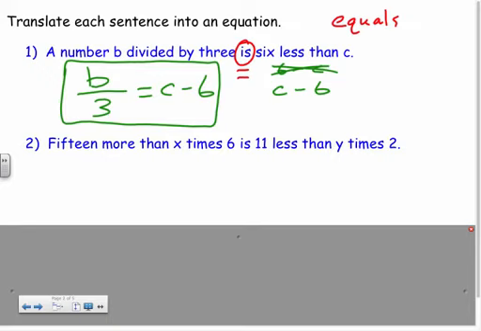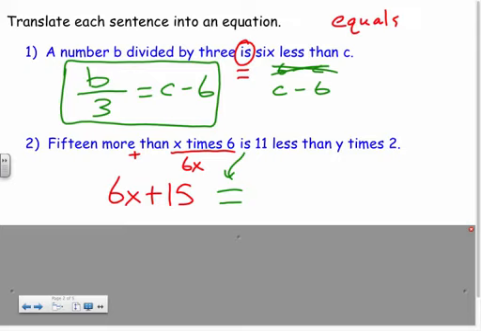Looking at the next one. 15 more than x times 6 is, let's start with that left side. Because I know this is my equal sign, so I'm going to just bring that down. 15 more than x times 6. Well, x times 6, a number times a variable, we don't want to write x times 6, we want to write it as 6x, right? The number always comes first. And 15 more than. So more than, I'm thinking plus. So I can either write 15 plus 6x, or technically I should write it 6x plus 15. But addition is commutative, so it doesn't matter which order you write that.